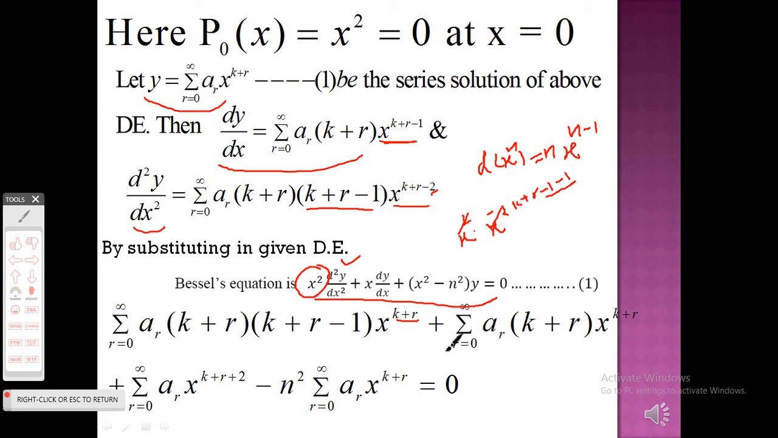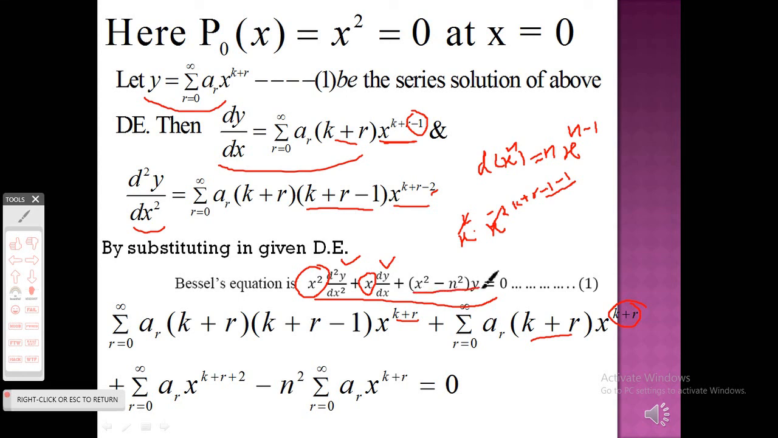Now come to the second term, plus dy by dx, which I am substituting: summation r equal to 0 to infinity a r into k plus r, where x to the power k plus r minus 1 is multiplied with x. So x to the power 1 and x to the power minus 1 cancel, and we remain with x to the power k plus r.